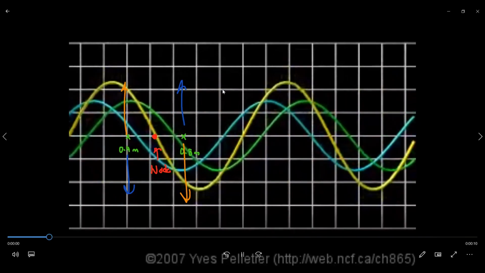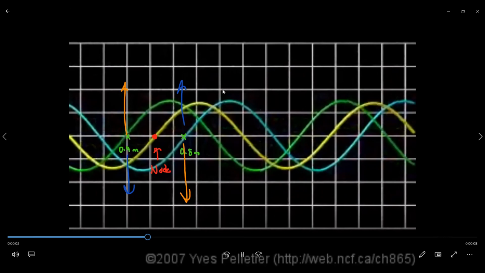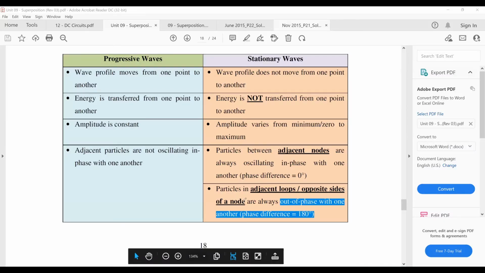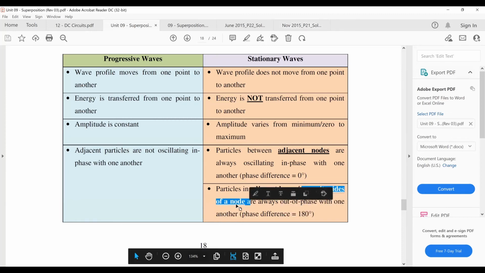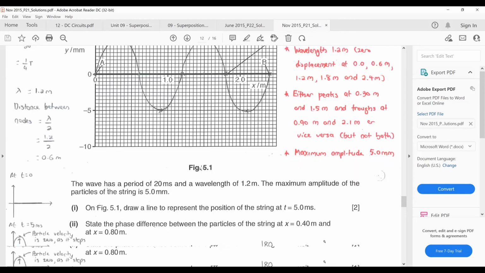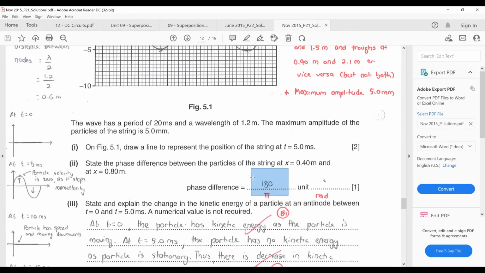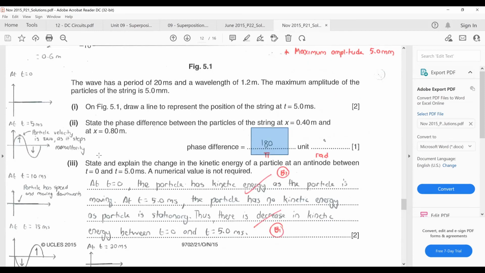This one you don't really need to do any calculation. You just need to remember the fact that since they are on either side of a node, or opposite sides of a node, they will always have a phase difference of 180 degrees. So no calculation required. So this is 180 degrees or pi radian, depending on what you want. So this one is for part 2.